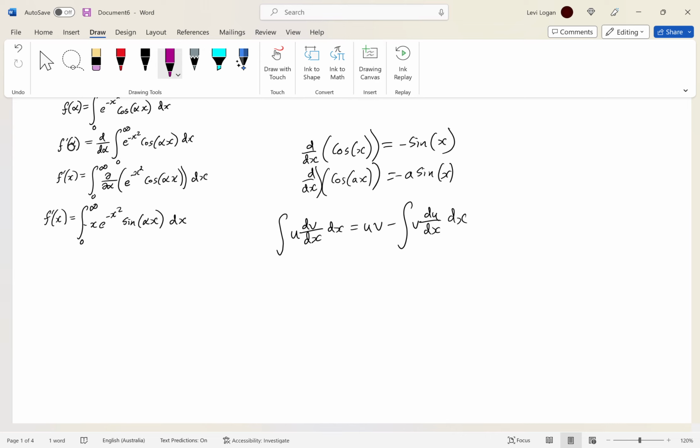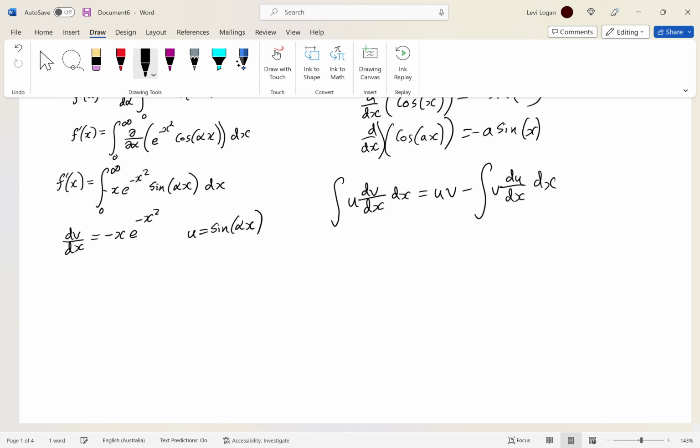So what we do is basically we're going to choose which is going to be integrated and which is going to be differentiated. Now looking at this term here, this would be really easy to integrate just with u substitution. So we're going to let this here be our dv/dx, which is negative x e to the negative x squared, okay? And we're going to let our sine here be our u. So u equals sine of alpha x, okay?